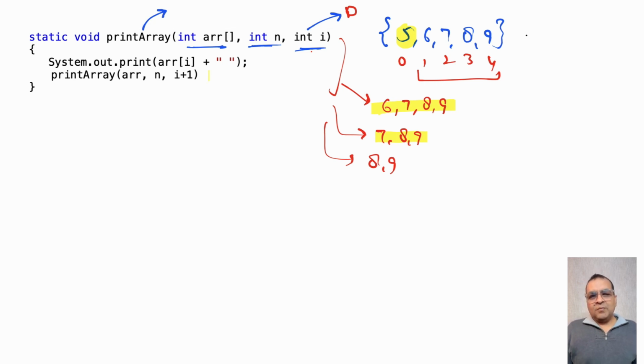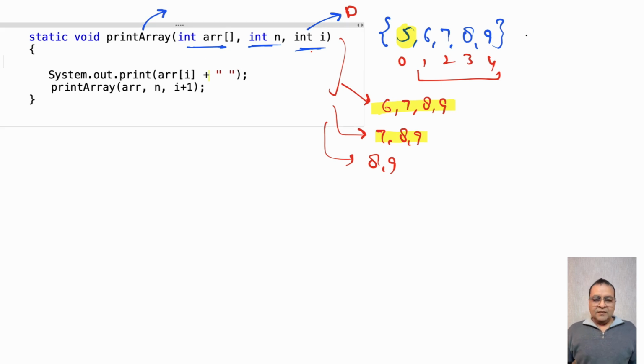At one point we have to stop this recursion. We will stop this recursion when there is no element left in the array, which means that if I is greater than or equal to n, that is the size of the array, it means there are no elements in the array and we'll just return from here without printing anything.